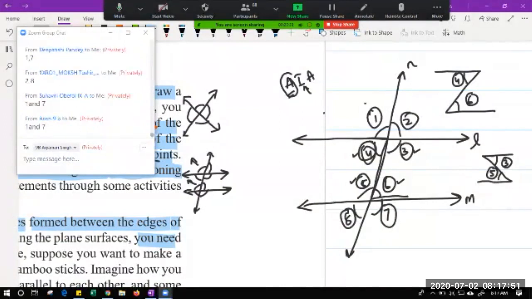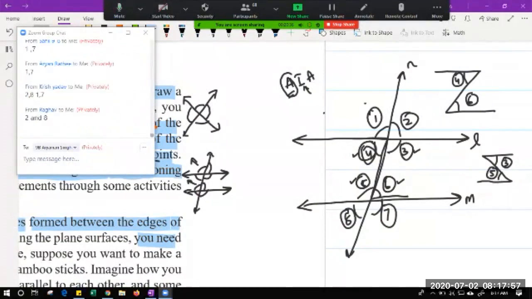So I hope all of you understood what are alternate exterior angles. Let's see. Krish is saying 2, 8, 1, 7. Okay, beta. 2, 8, 1, 7, correct. Raghav, good, beta. 2 and 8. Drishti Bharadwaj 2, 8, 1, 7. Okay, you have considered both the angles.